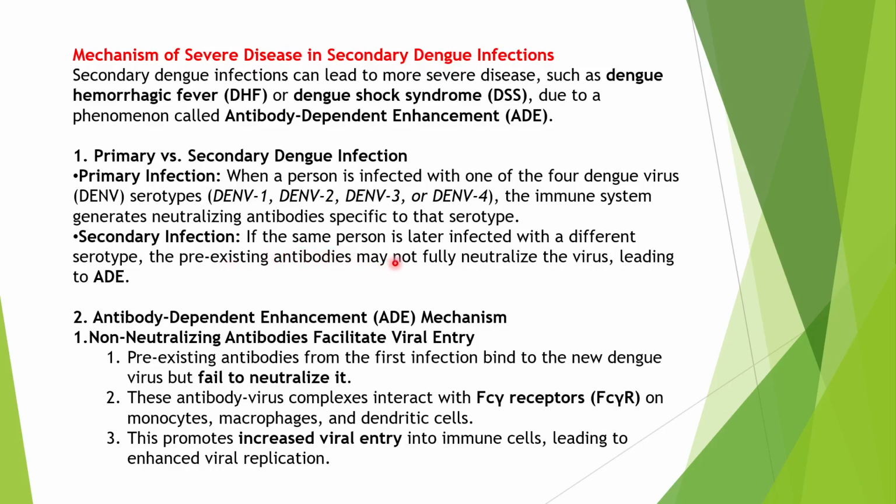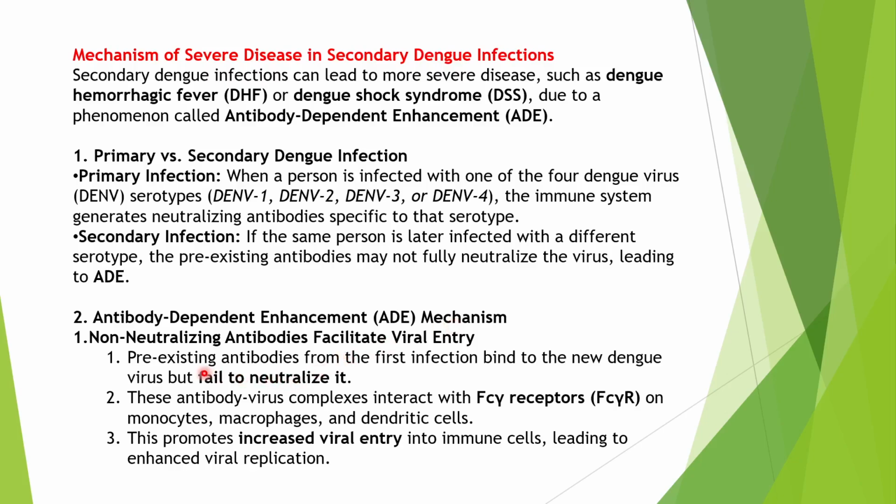So if the same person is again infected with a different serotype of dengue, then the memory of the antibodies that were generated due to a similar kind of virus of a different serotype will again be produced, and it will try to neutralize the virus, and this leads to ADE. Then the antibody dependent enhancement mechanism.